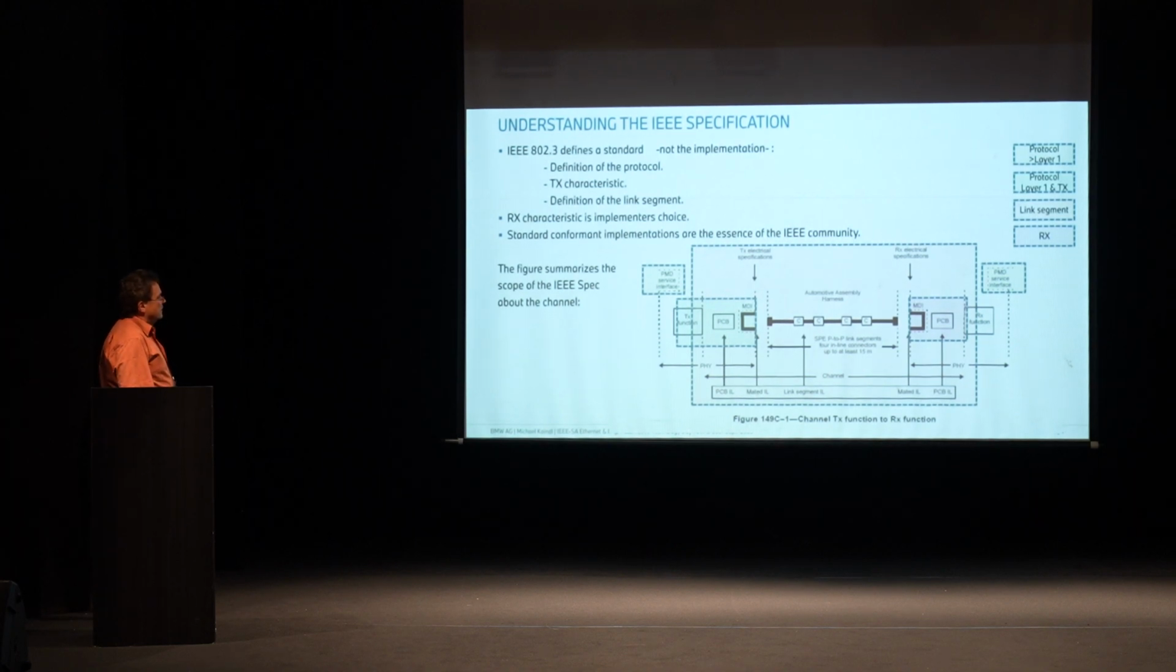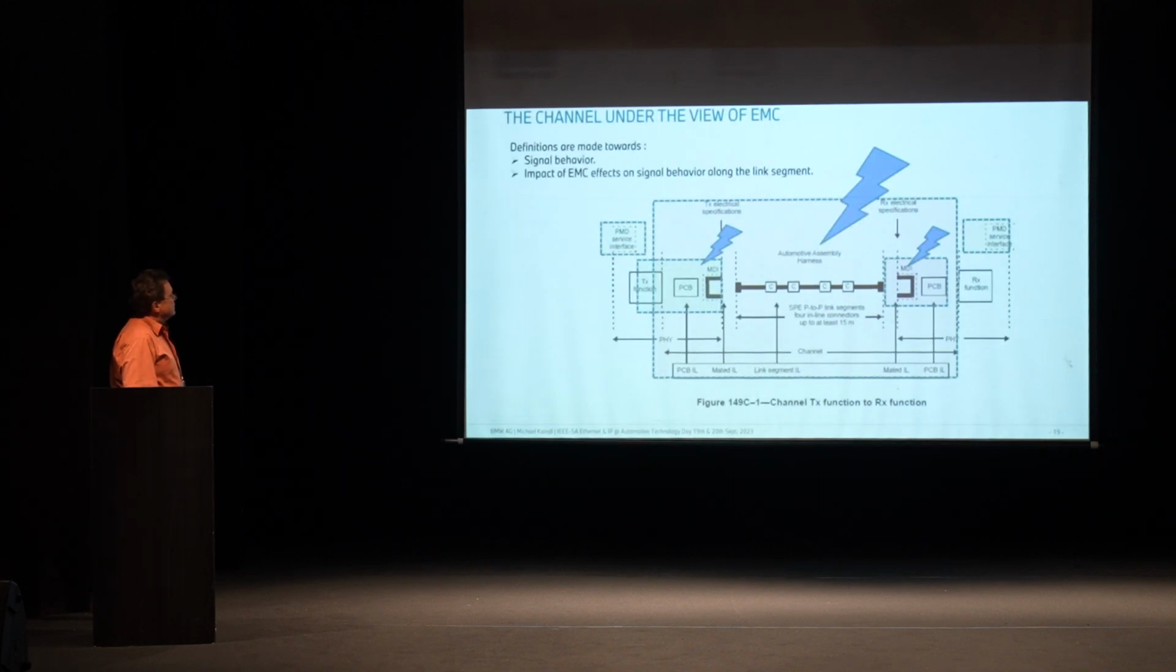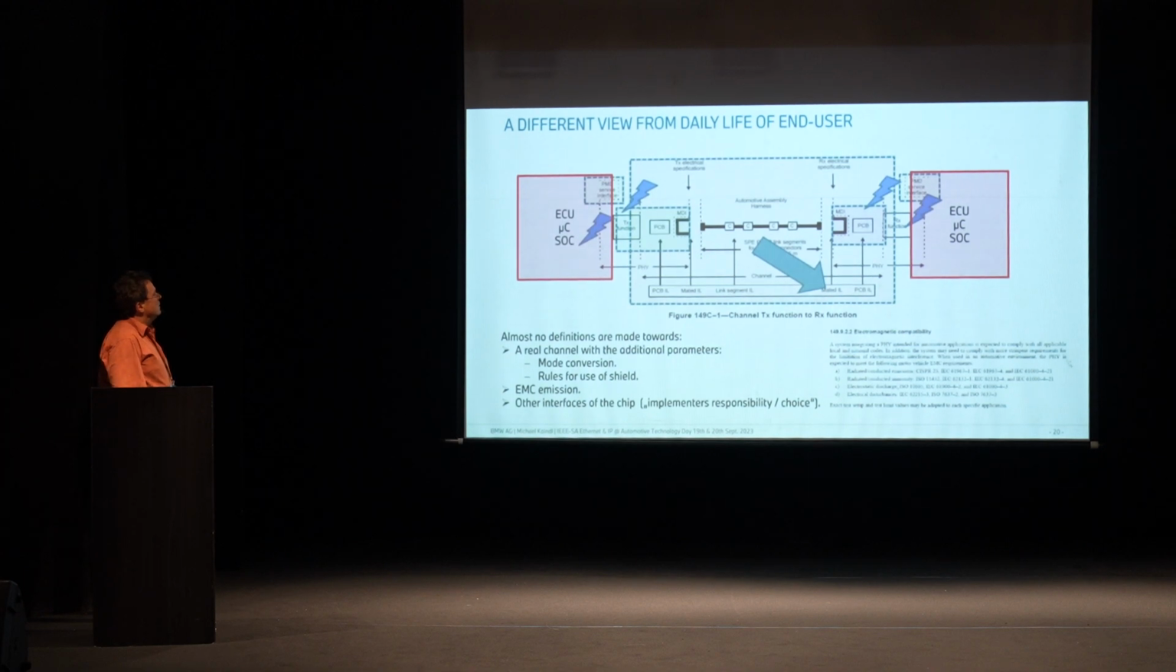When we try to bring the view on this picture, what the IEEE describes so far is symbolized with the blue sharp lightning symbol. We see the effect of the signal behavior, we see the impact of EMC on the signal behavior, on these topics, on the channel, on the MDIO. But there is more. And I added my view, and here I just marked the parts I'm missing.